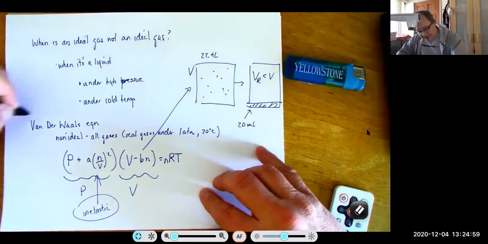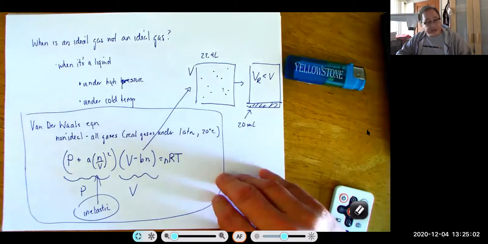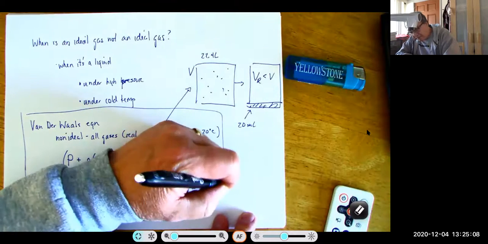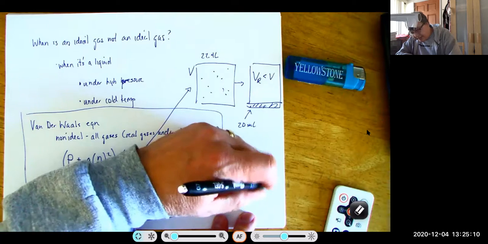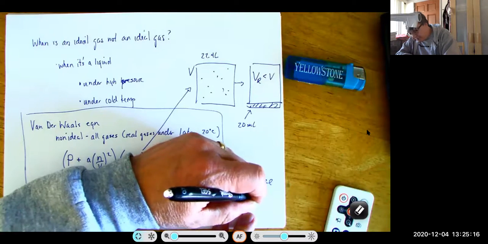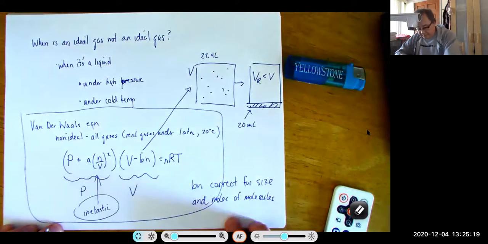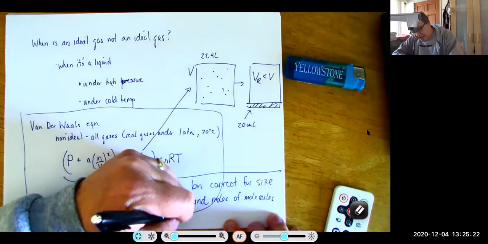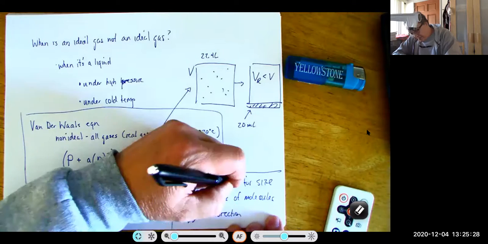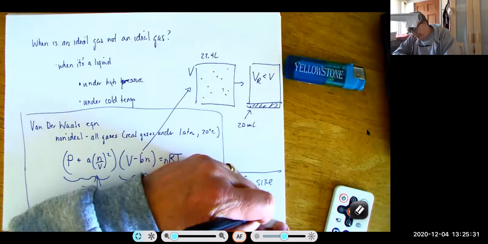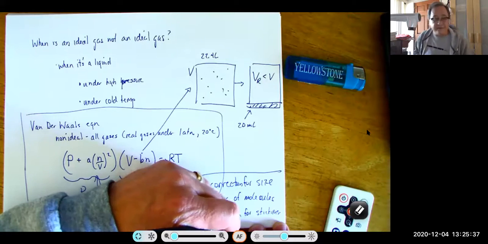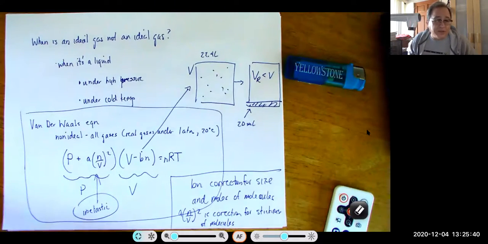So this is an equation that I'm not asking you to memorize, but I do want you to understand that this bn is a correction for the size and moles of the molecules. And the a n over V squared is a correction for the stickiness of the molecules. And that's what I want you to really know about the van der Waals equation.